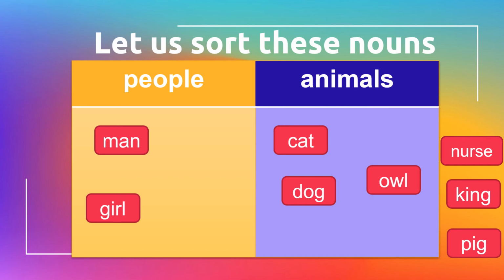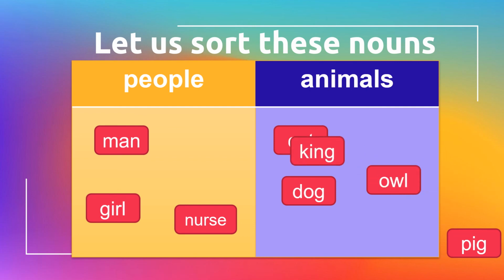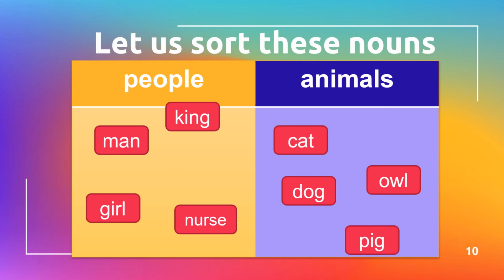How about the word nurse? Who is a nurse? Is that a person or an animal? Do you remember? Right. A nurse is a person who helps to take care of us when we are sick. How about the word king? The king, who is in charge and married to the queen. Is the king an animal or a person? The king is a person. Good job. And the last word, pig. A pig is an animal.